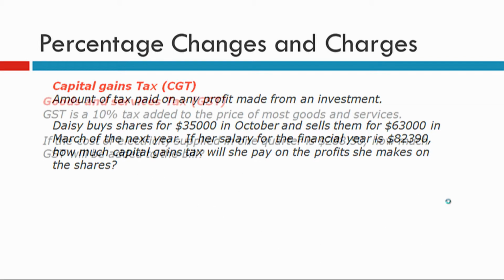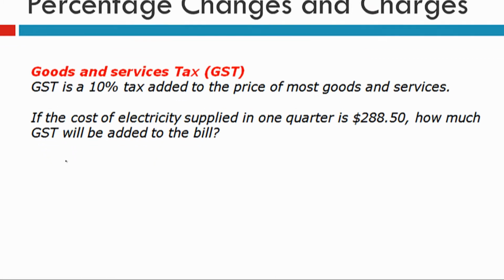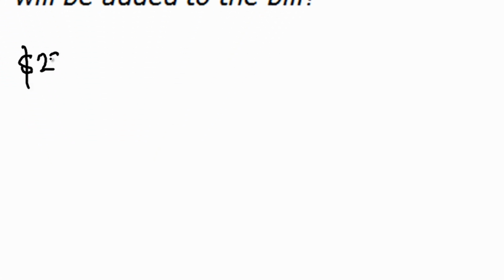The next part. There's another tax. You all know about this, GST, Goods and Services Tax. 10% is what it is. So let's work an example out. It says the cost of electricity supplied in one quarter is $288.50. How much GST will be added to the bill?